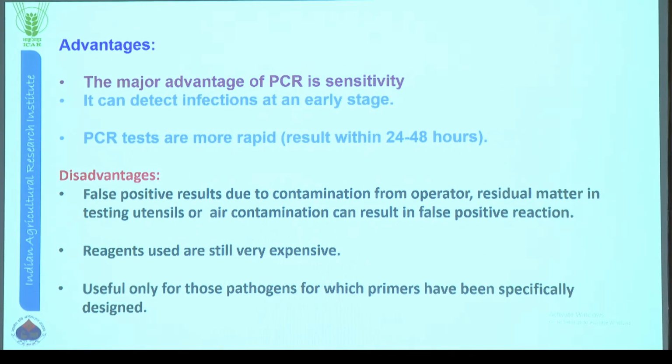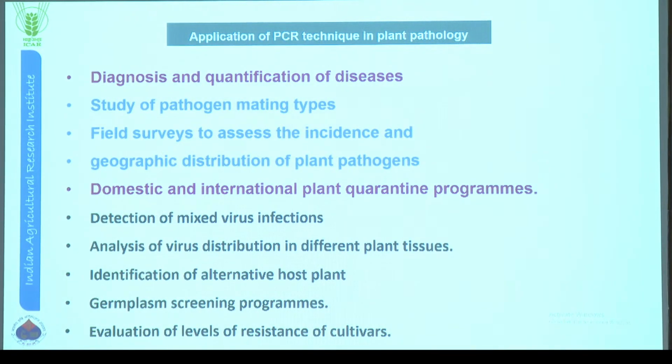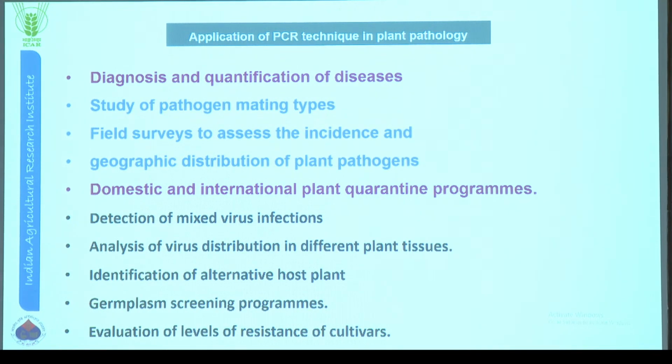Any doubt you can ask me in between also. What can we do based on PCR in plant pathology? Overall I am discussing: diagnosis, and quantification, which I will tell later on. Mating types also: some pathogens have mating types. Based on mating type genes, you can identify which mating type, like Phytophthora, where A1 and A2 mating types are there. If primers are there, you can identify which population is present where, like what population is there in hills, what population is there in plains. So, mating type also you can identify.